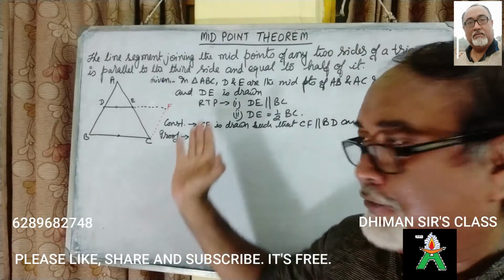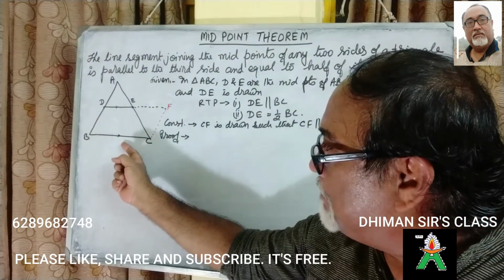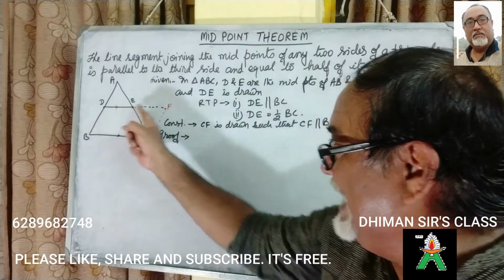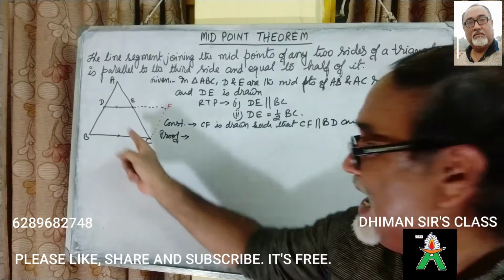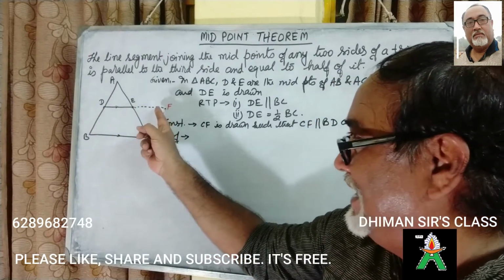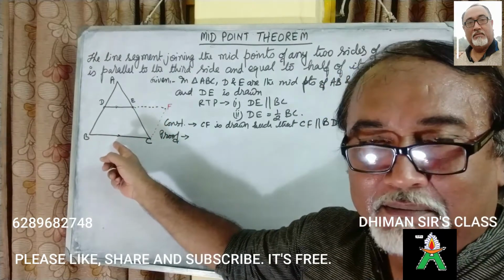Next, we have to prove that this is half of this. So in that case, what will happen? We know, as this is a parallelogram, so DF is equal to BC and DE is half of DF. So naturally, DE is half of DF, that means DE is half of BC again.